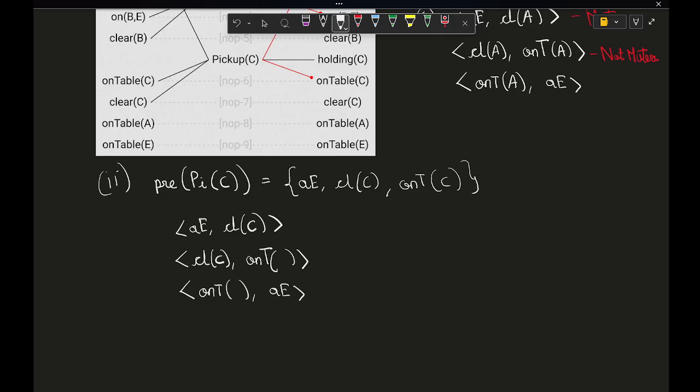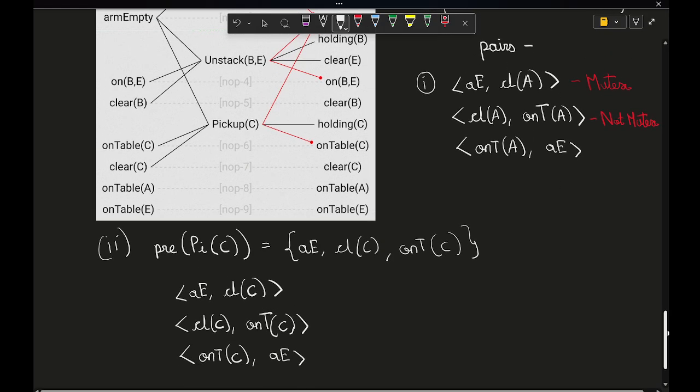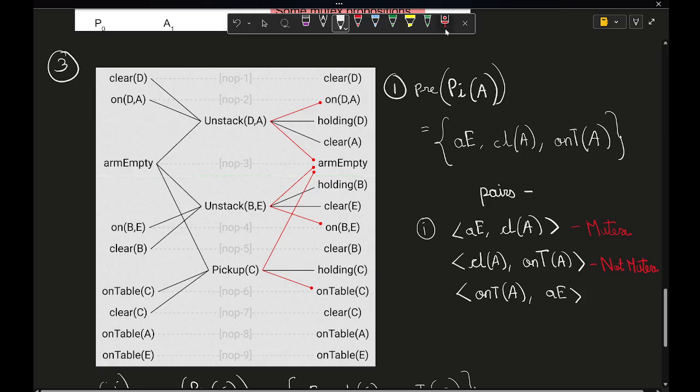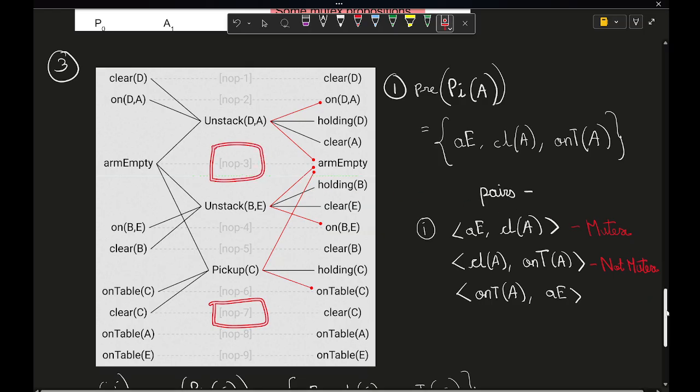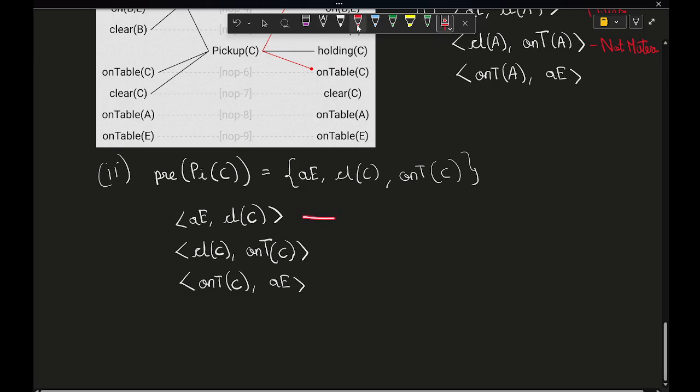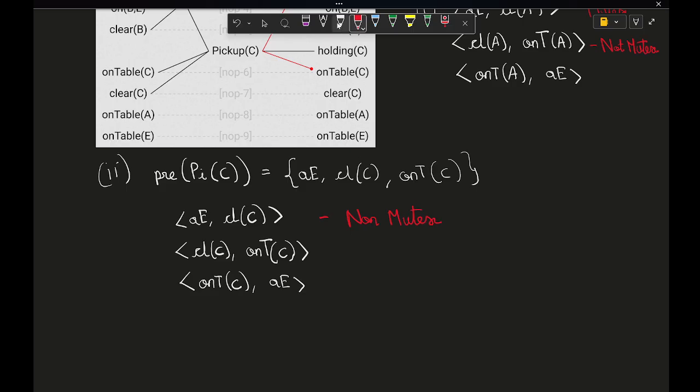So this is C, this is C, this is C, this is C. Okay. So now we again check whether arm empty and clear C are mutex propositions. Arm empty is a positive effect of no op 3 and clear C is a positive effect of no op 7. And these two actions are non-mutex. So because of that, this is non-mutex. So unfortunately, we'd have to check for two more.